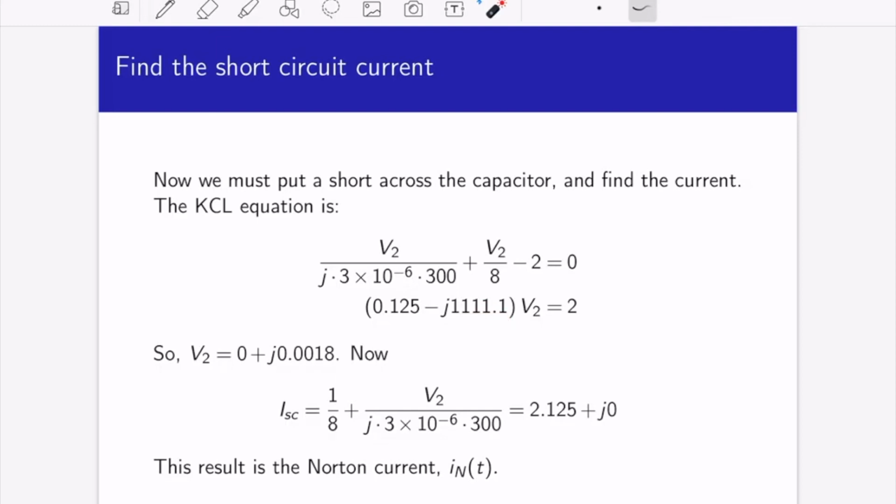You could try that on your calculator at home. Now we take the value we have for V2, plug it into our equation, and solve, and we end up with I short circuit as 2.125 plus j0, and that will be our Norton current. In both cases, we can write them. We already wrote V of t, so now we can write I N of t. It'll just be equal to 2.125 cosine omega t, where omega, of course, is 300, and it's in amps.